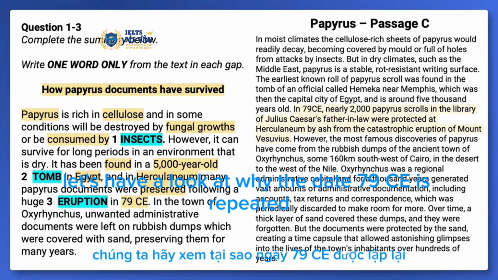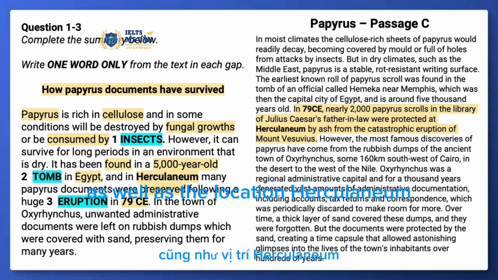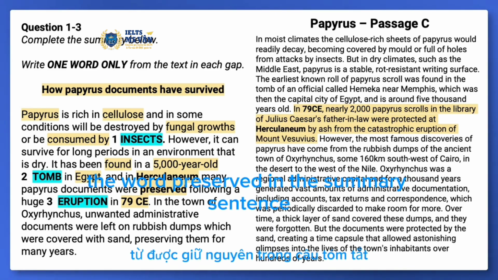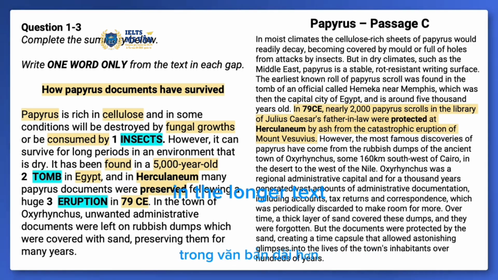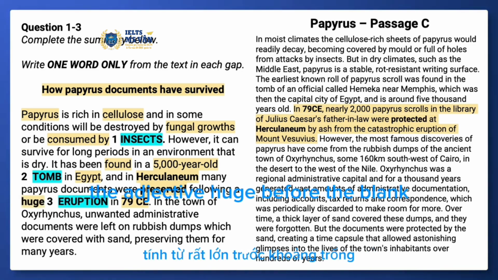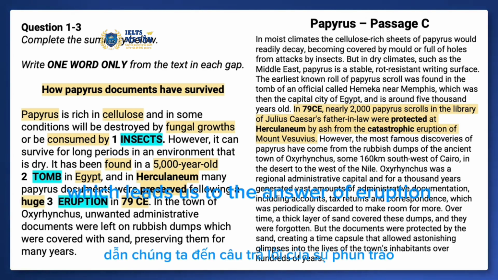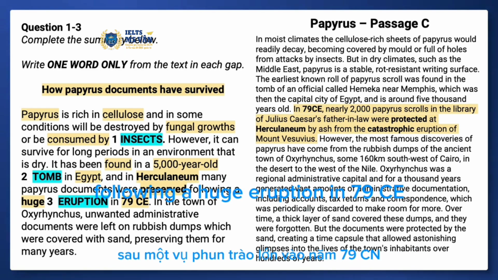Let's have a look at why. The date 79 CE is repeated even though it's in a different order, as well as the location Herculaneum, which appears in both the summary and the text. The word preserved in the summary sentence is a synonym for the word protected in the longer text. The adjective huge before the blank is a paraphrased version of the word catastrophic, which leads us to the answer of eruption. In Herculaneum, many papyrus documents were preserved following a huge eruption in 79 CE.